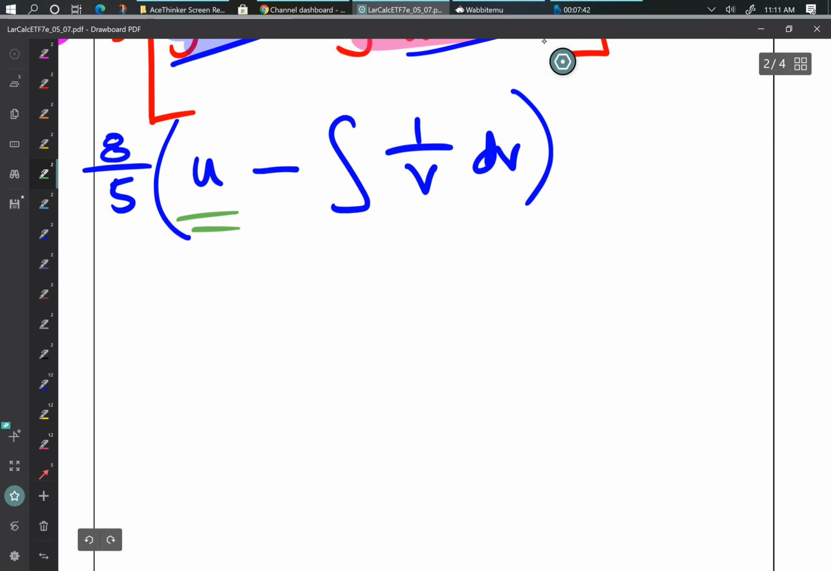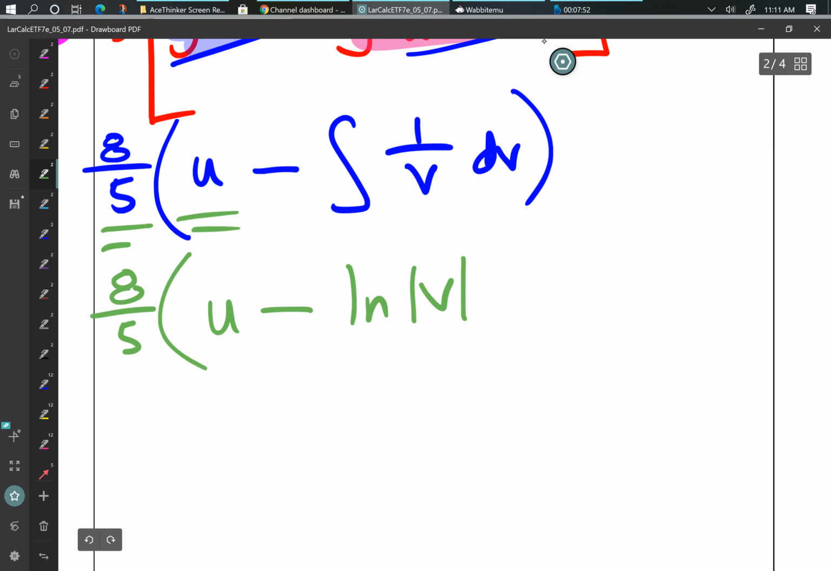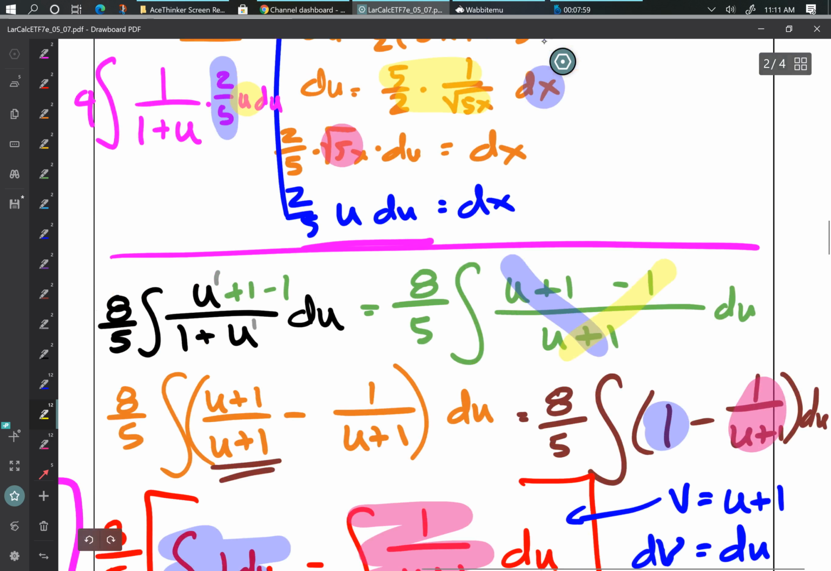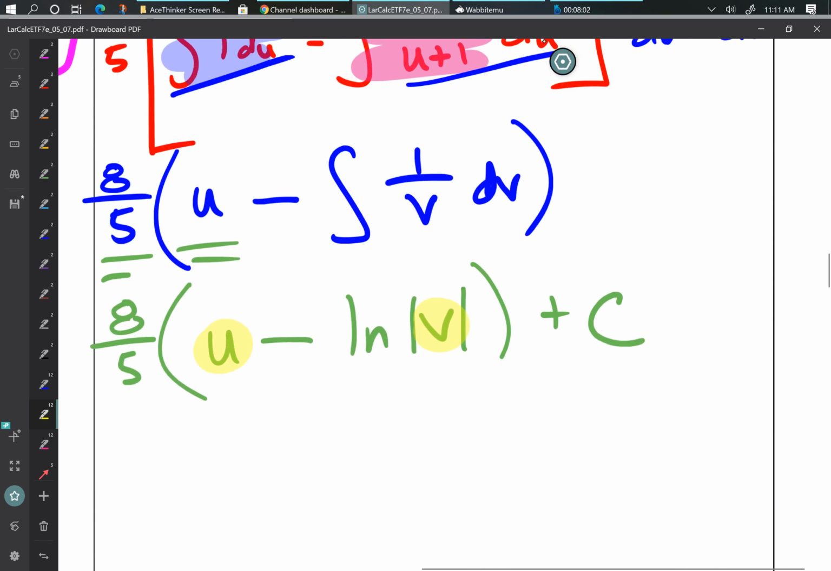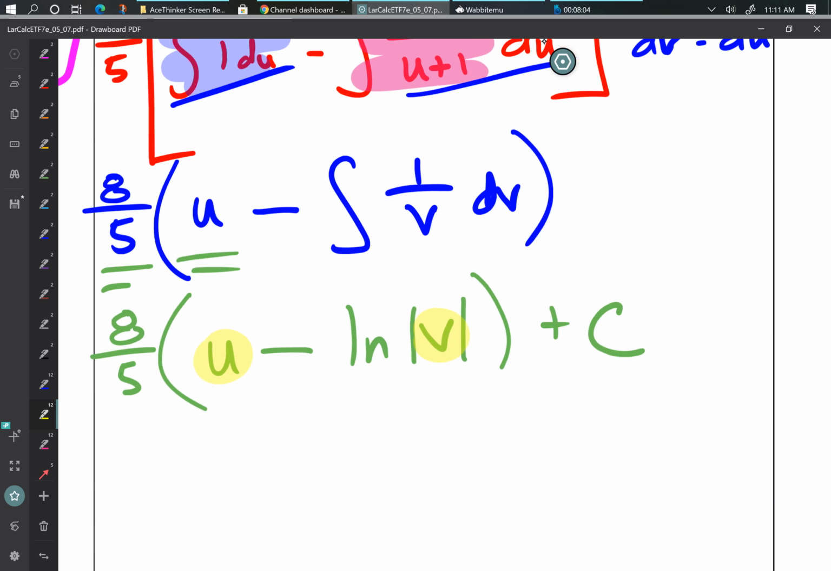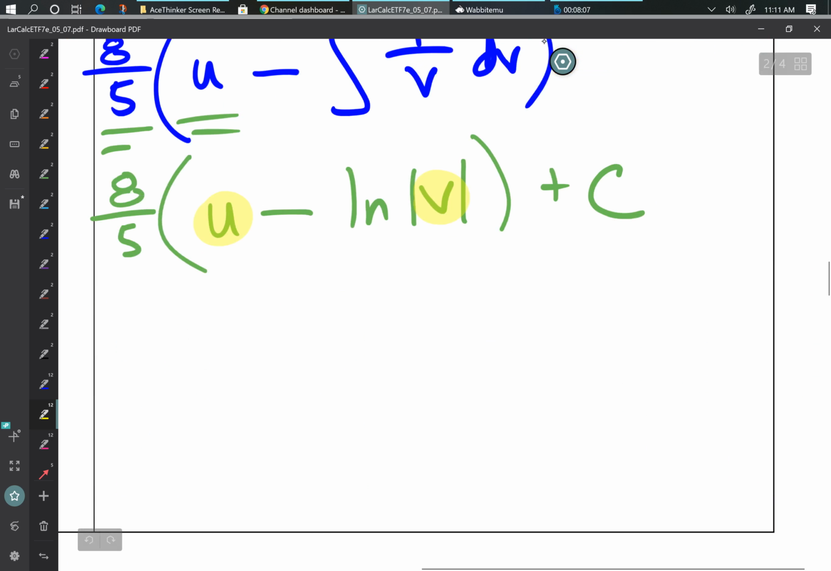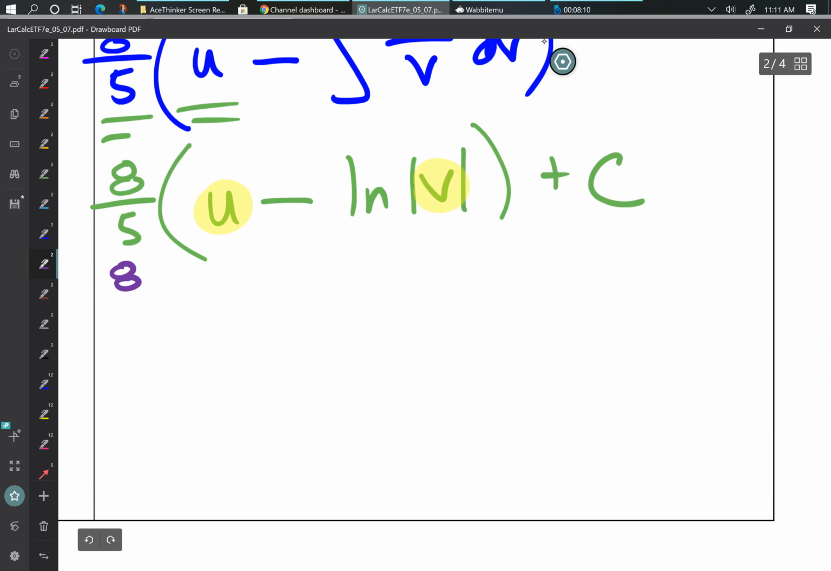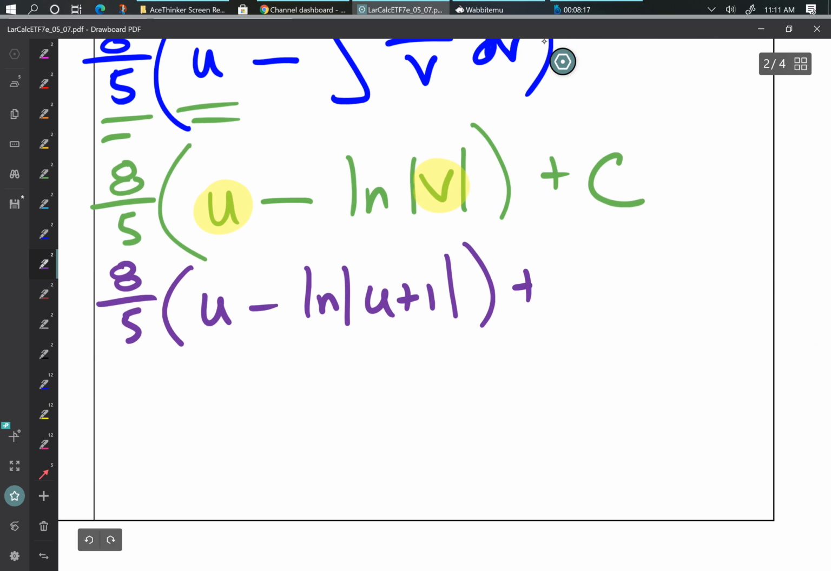This is already done, so it's just going to drag along. So I've got 8/5 times u minus natural log absolute value v plus c. But this thing is a hot mess because it's got u's, it's got v's, and the original problem had x's in it. So the first thing I'm going to do is turn that v back into a u. And so v was equal to u plus 1. So then this becomes 8/5 times u minus the natural log of the absolute value of u plus 1 plus c.